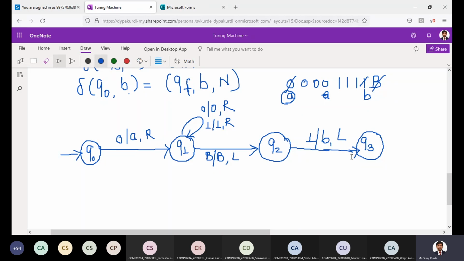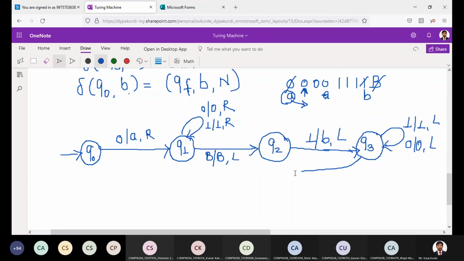While moving to the left, what will it read? A self loop will be there. 1 replace with 1, go to the left. Then sequence of zeros, replace with 0, go to the left. On Q3, whenever it reads A, then to the right of A, there is a 0. And for 0, there is a transition from Q0, because we have to replace 0 with A and go to the right. For that, there is a transition from Q0 to Q1.